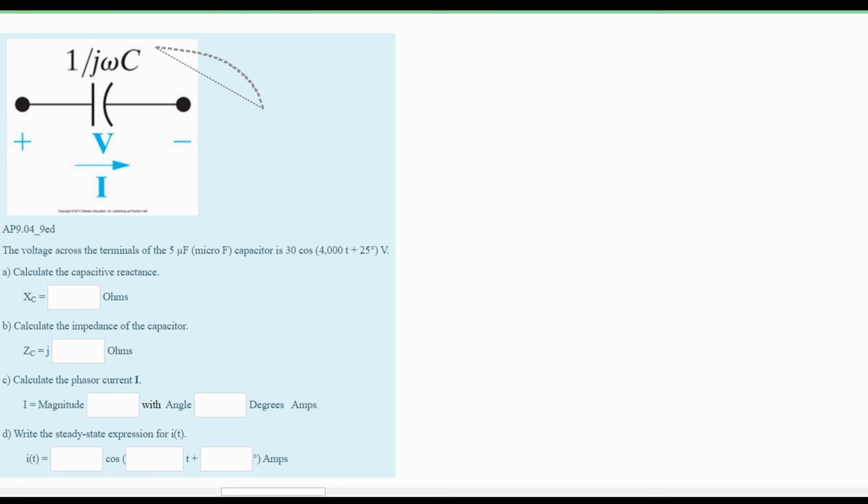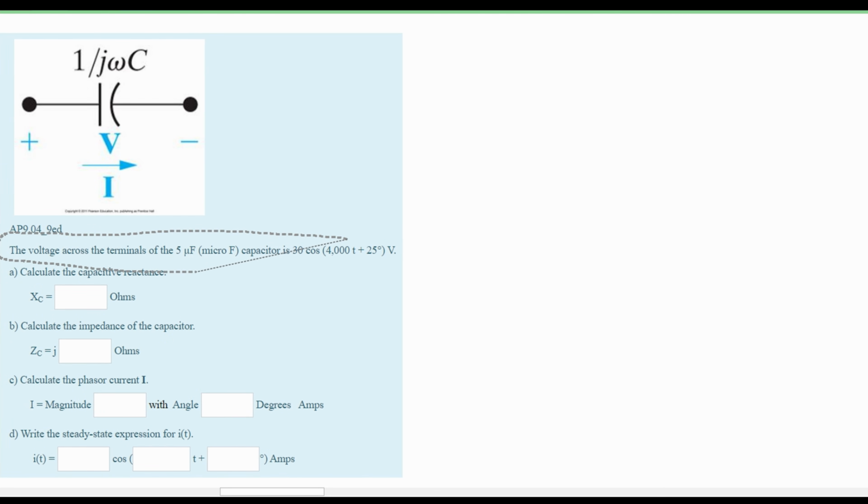In this problem, we are given the following diagram. We are told that the voltage across the terminals of the 5 microfarad capacitor is 30 cosine 4000 t plus 25 degrees. This 30 is going to be our V max, this 4000 is our omega, and this 25 degrees is our theta or phase angle, and this is in volts.